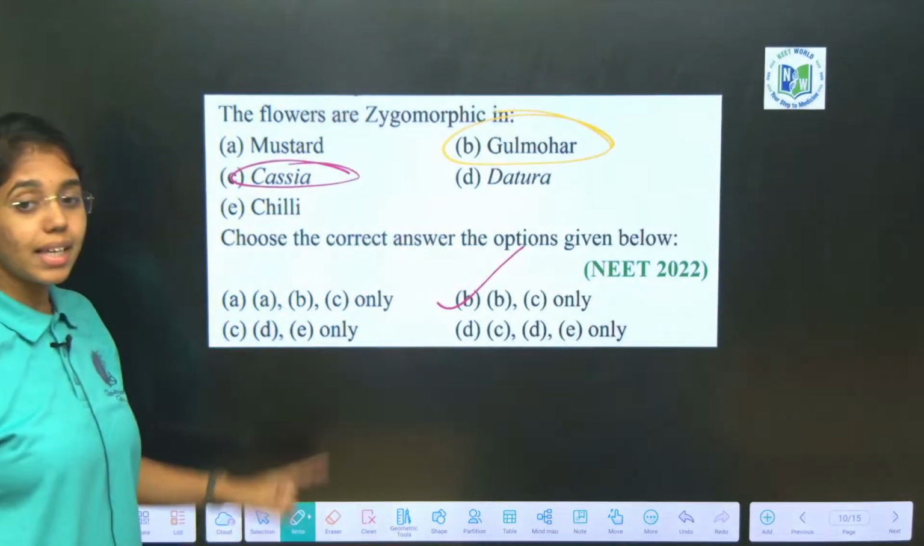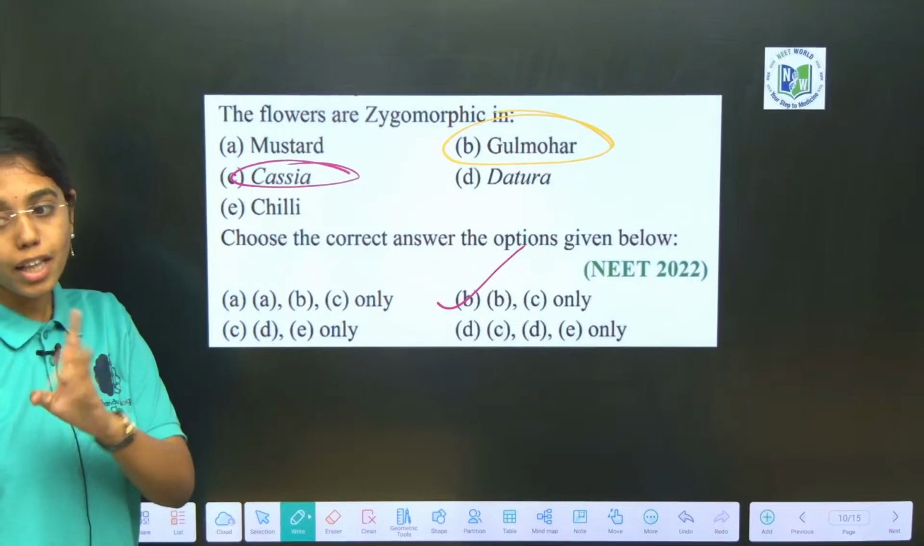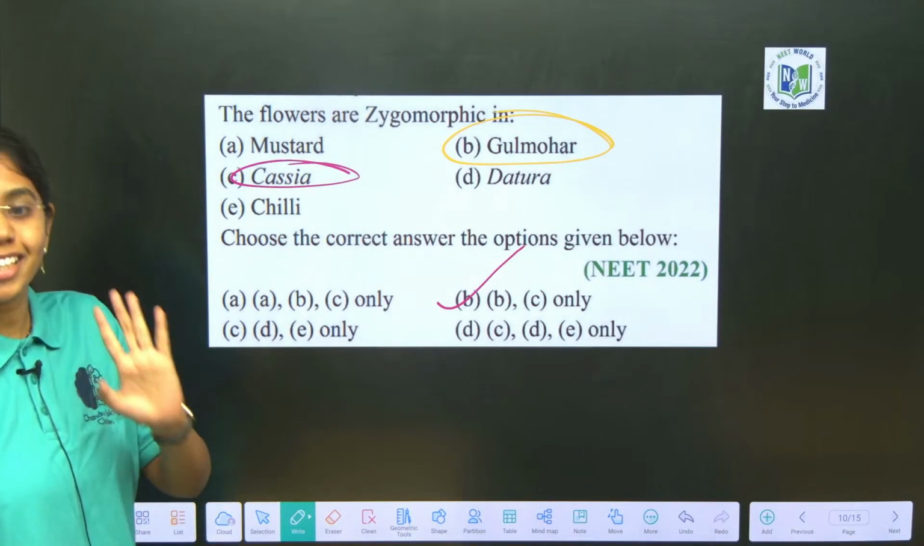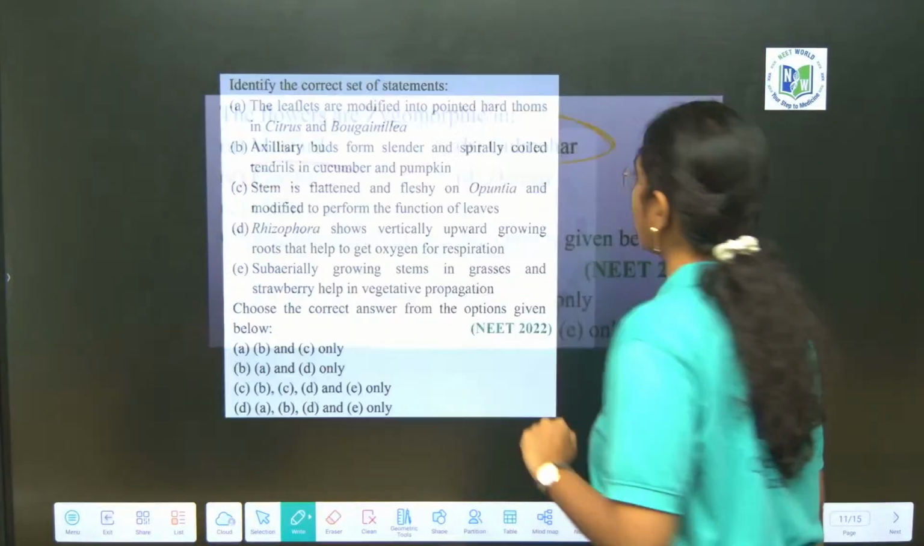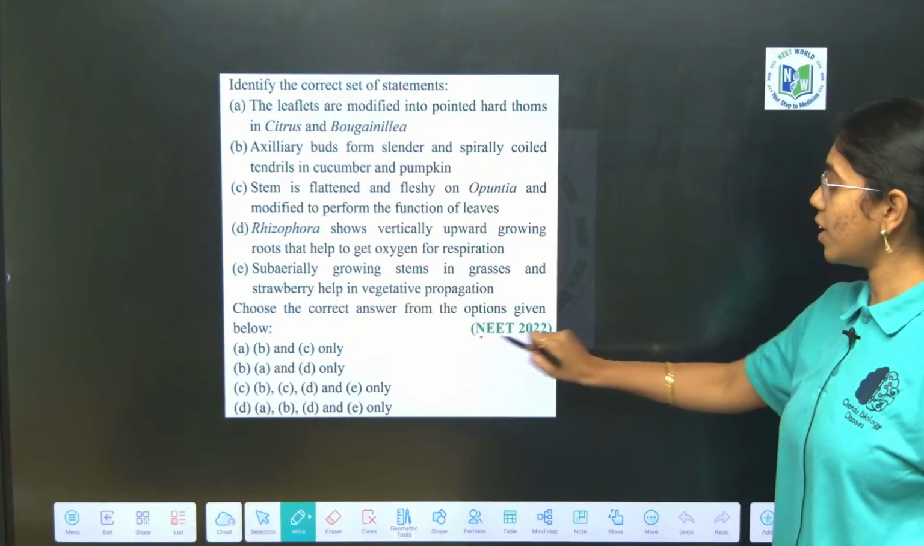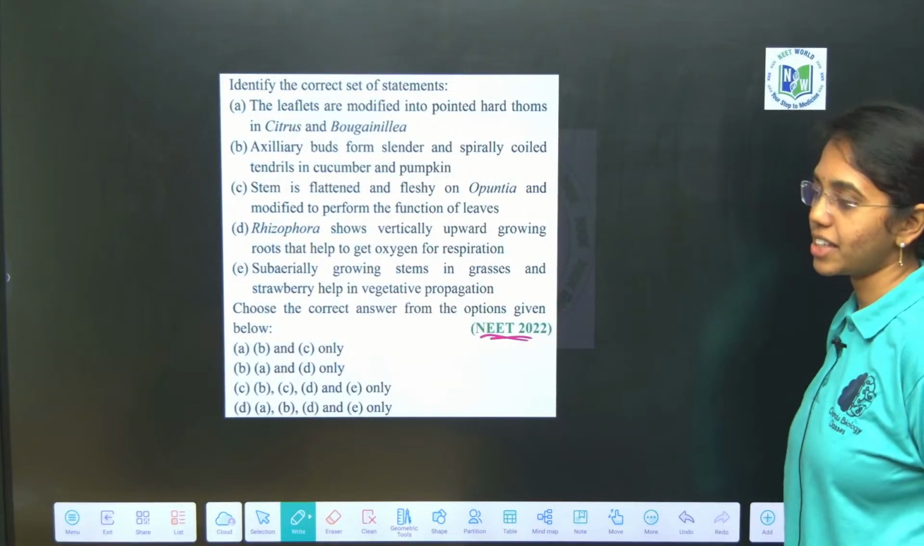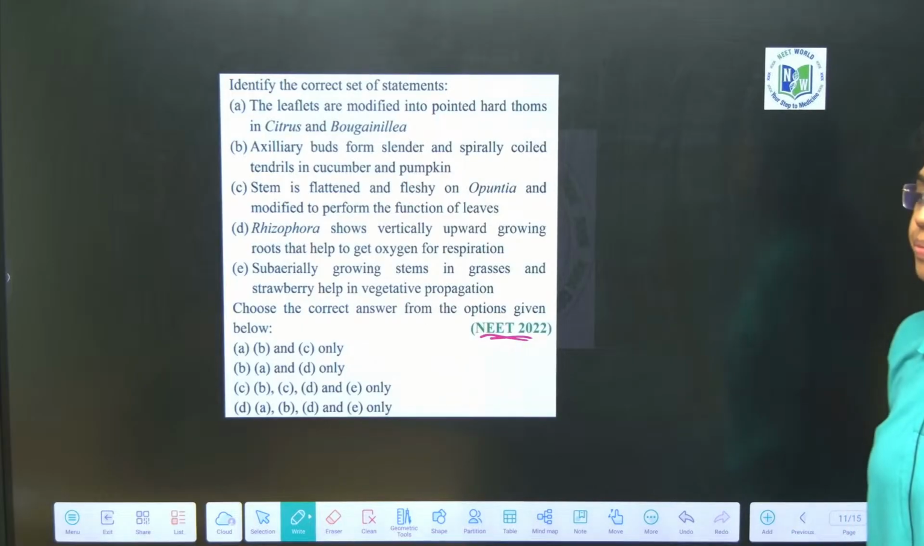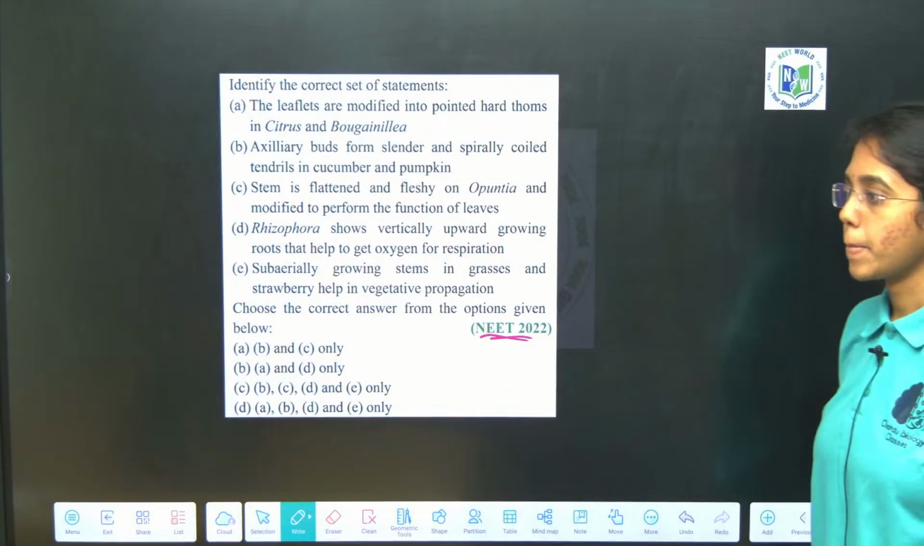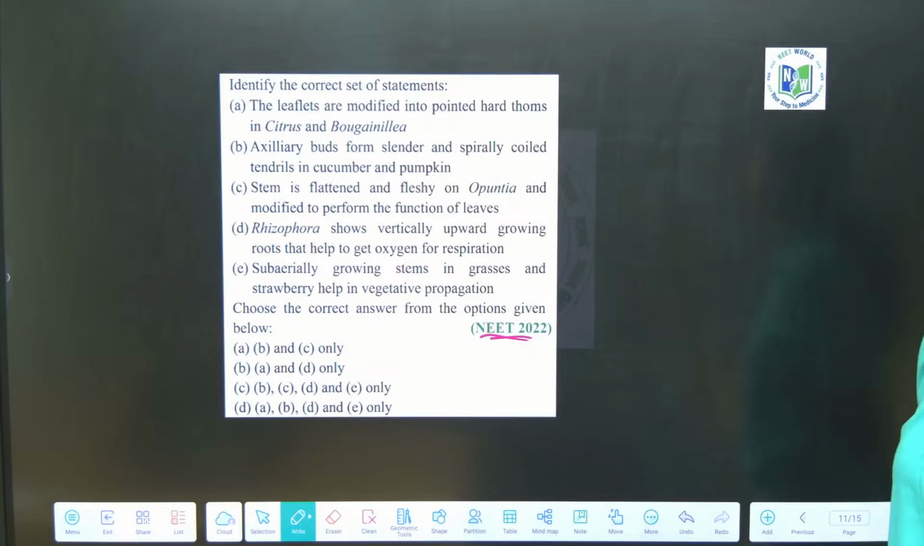So you have seen these many previous year questions. All the questions are from floral characteristics and families. That is the thing I told you. One question in NEET 2025 was on vegetative characters. Answer. A is wrong. B is correct, E is correct. B, D, E are correct.